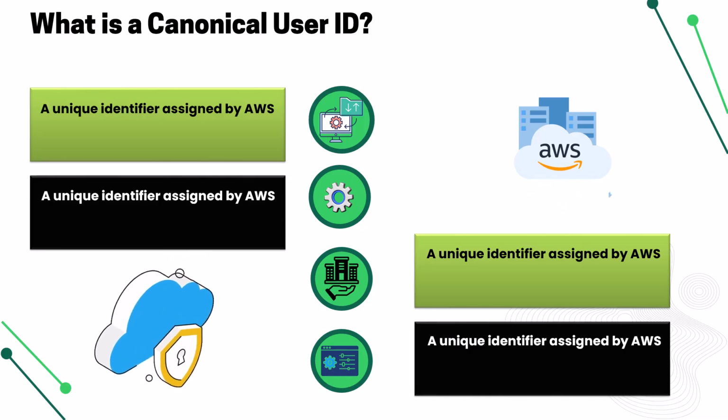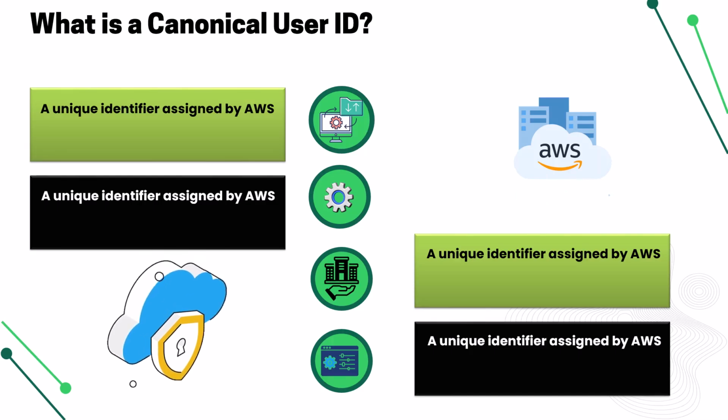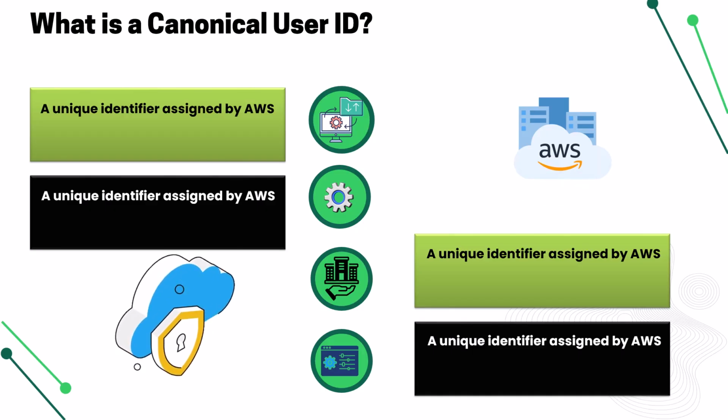All right, let's get to the basics. What exactly is a Canonical User ID? AWS assigns this unique identifier to accounts. And no, it's not the same as your IAM user ID. It's like your AWS passport for resource sharing, especially for S3 bucket permissions. Without it, sharing resources would be like sending a letter without an address. Good luck getting it delivered.